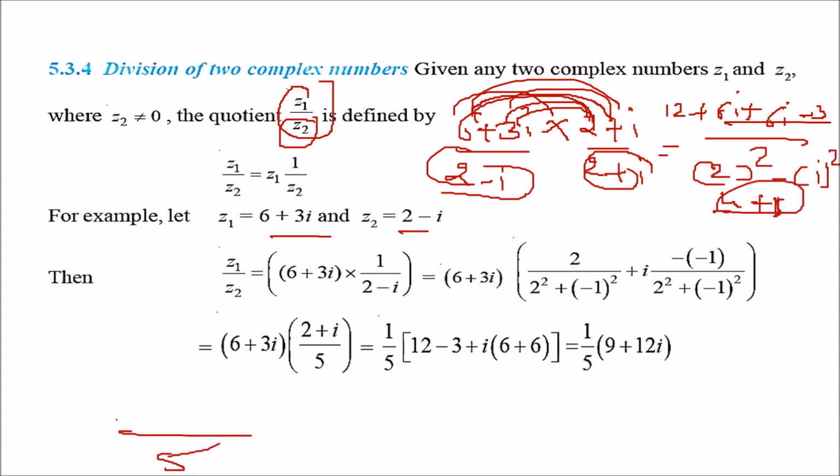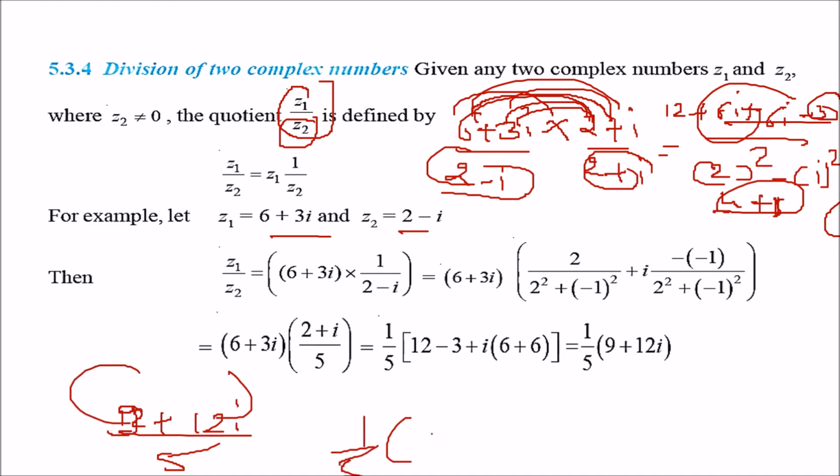In the numerator you get 12 plus what? 12i, and this was 3. 12 minus 3 is what? 9. So let us replace this 12 by 9. So actually you got 9 plus 12i. Let us write 1 by 5 here. 9 plus 12i. This is exactly what we got here.